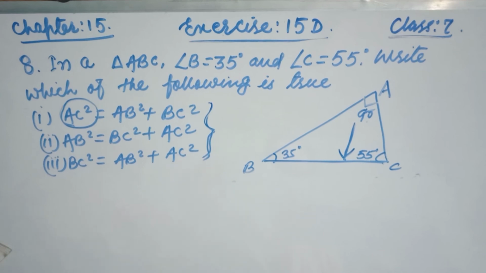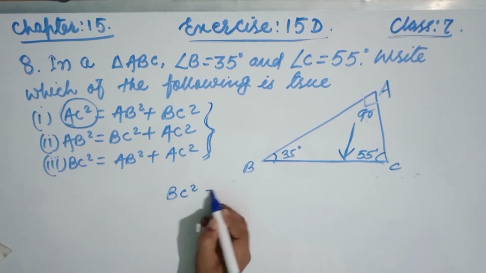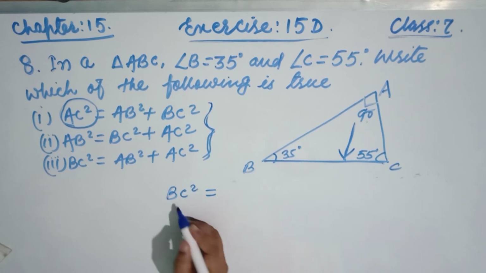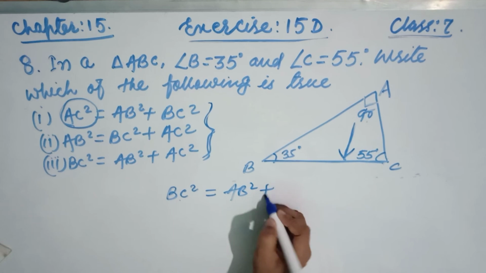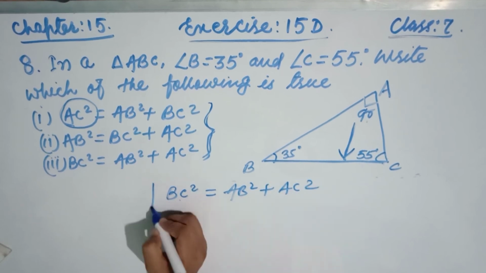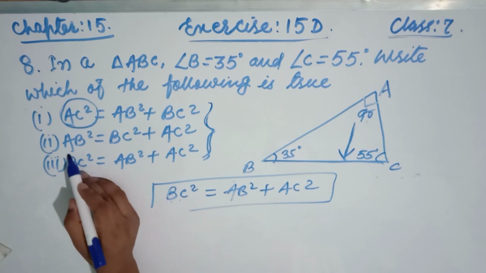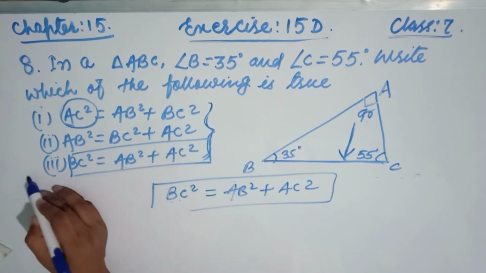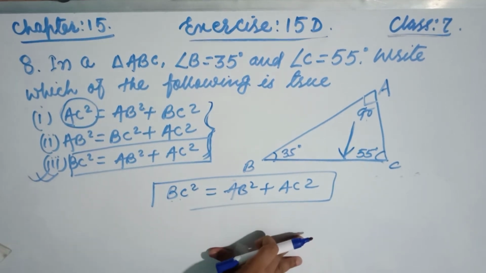Now by the Pythagoras theorem, BC square is equal to, friends, the sum of the squares of the other two sides. Hypotenuse square is equal to the sum of the squares of the other two sides, AB square plus AC square. And look, match, friends, BC square is equal to this, so here that is the correct option. So option number 3 is the correct option. I hope, friends, you will understand.